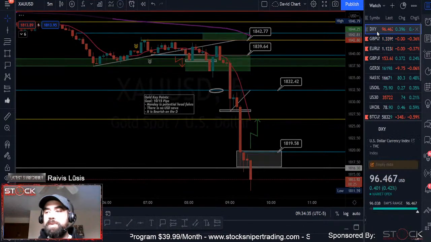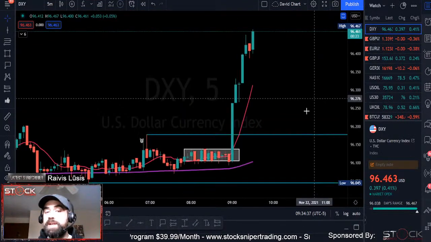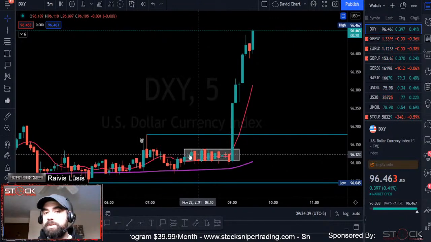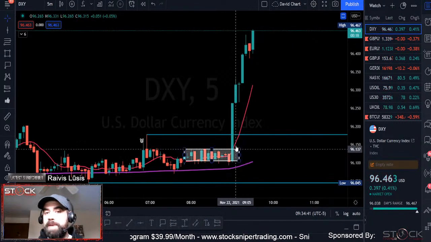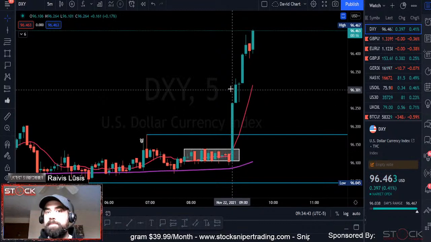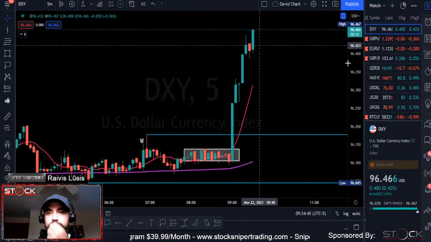Let's check out our DXY. Look at the DXY, guys. All from this consolidation breakout. Consolidation, massive push. Massive pushes, guys.